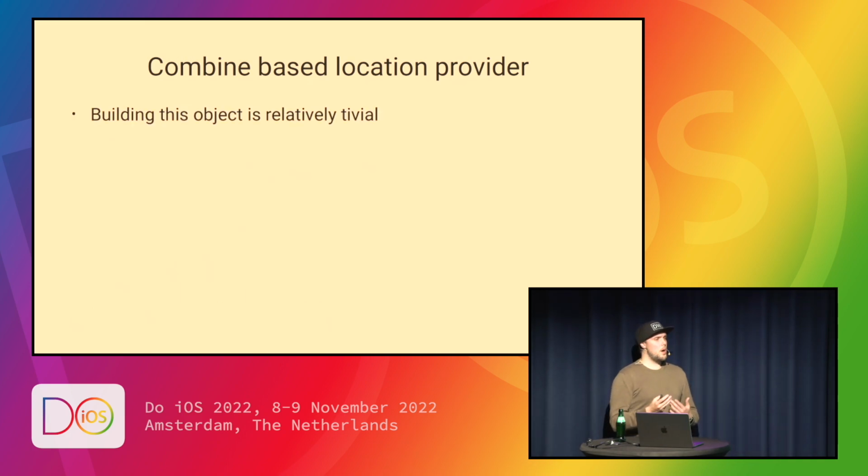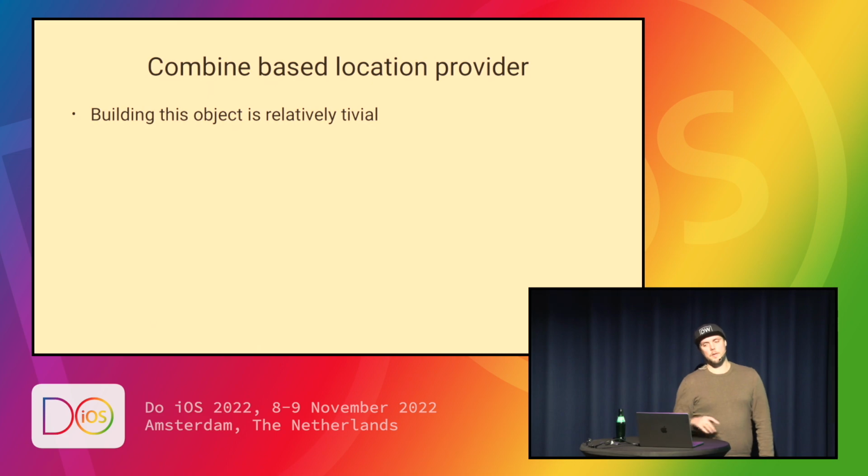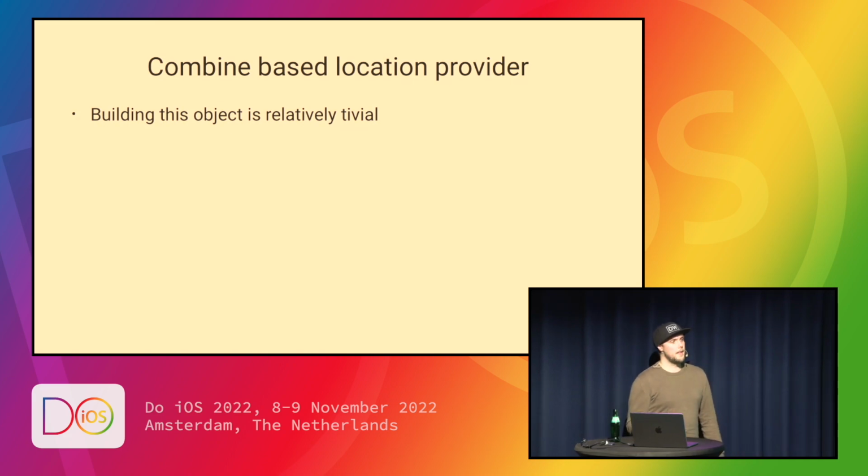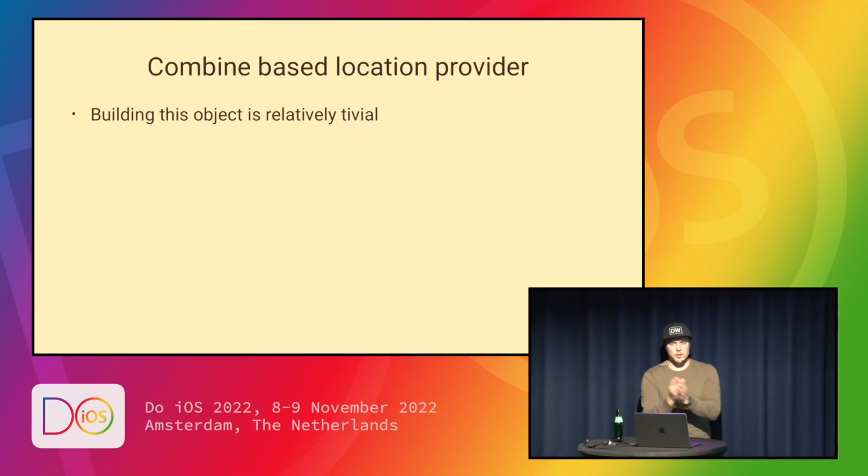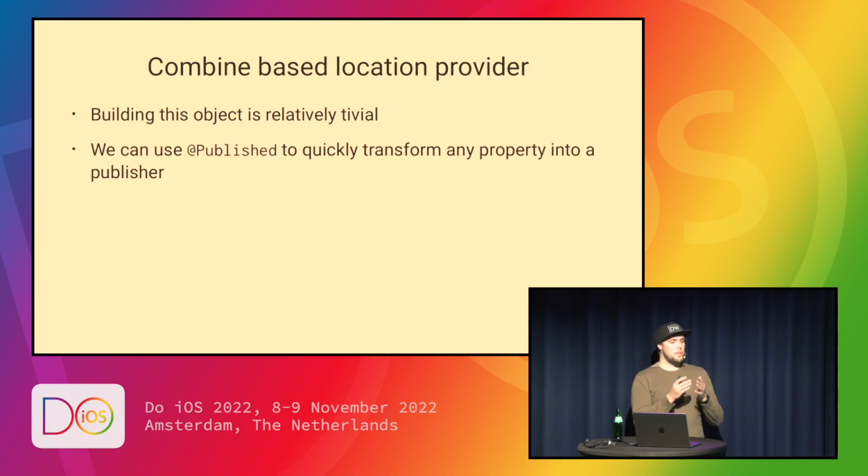So building this whole object, even though it might have sounded complicated at first, like, oh, he's going to do a whole location thing with delegates and all that stuff, in the end, it was relatively trivial because we were able to rely on the Published property wrapper to actually bridge this state observation into Combine, which is extremely convenient. We can use the Published property wrapper, this is sort of the point of the whole thing, to transform any property that we want in our code into a publisher. And whenever we assign something new to that property, we are notified of that, which is great.